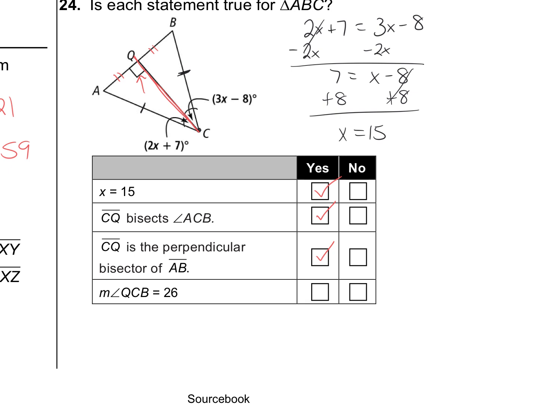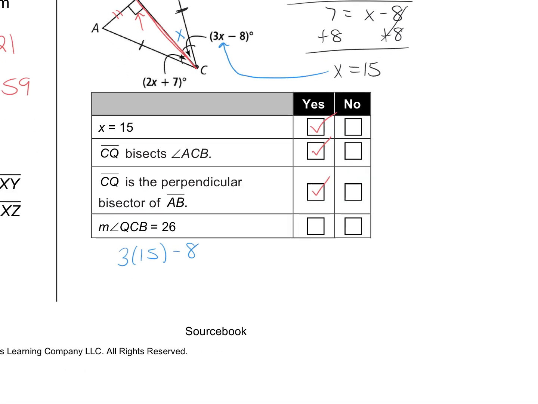Is the measure of QCB, this angle right here, equal to 26? How do we figure that out? Plug in x. We're going to take x, plug it into here. So that turns into 3 times 15 minus 8. What's 3 times 15? Yep, 45 minus 8. Does that give us 26? No. So this one would be no.